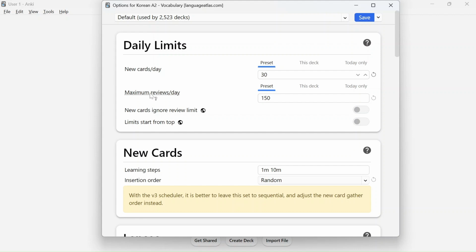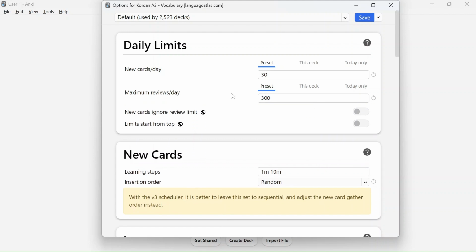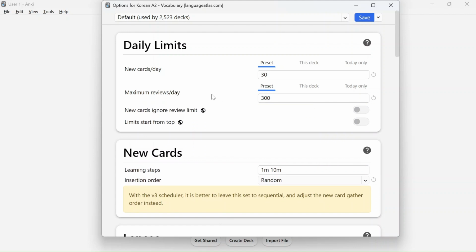Underneath that, you can see there's an area called Maximum reviews per day. And this area regulates how many reviews you do every day. So a review is simply a card that you have already done before. Now currently it's 150, but I can change this to 300. Now please note that this does not mean that I will do 300 reviews every day. This is simply the maximum amount of reviews that I will do every day.